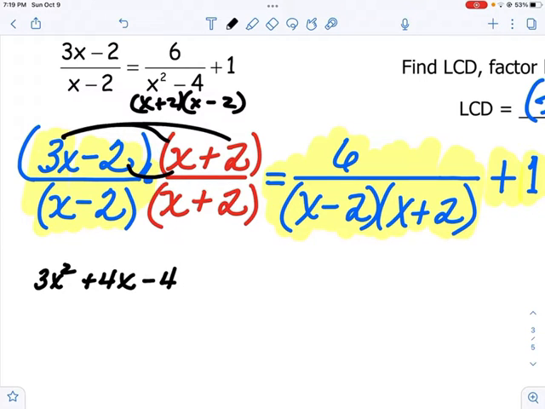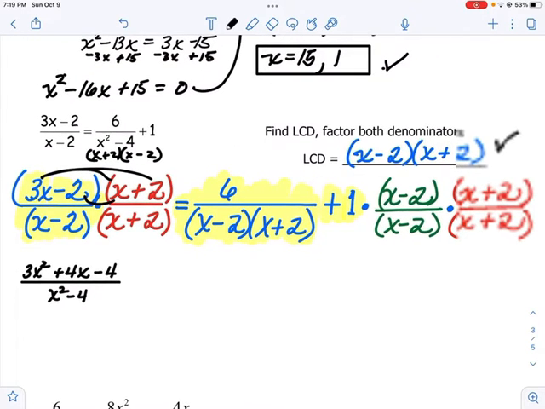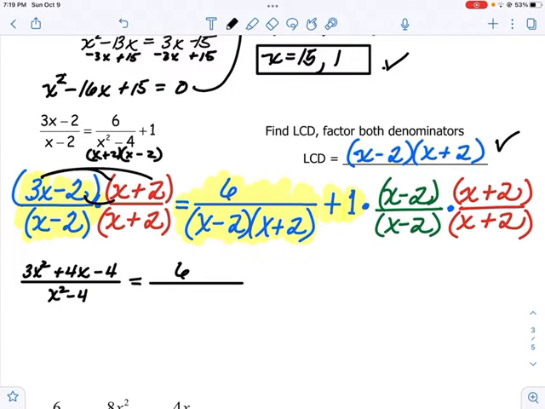Now I'm going to go right to the same denominator. It's x squared minus 4. Now we have the same denominator. The LCD is actually x squared minus 4. So that is equal to, here this one is just 6 over x squared minus 4. And then we have plus x squared minus 4 over itself.